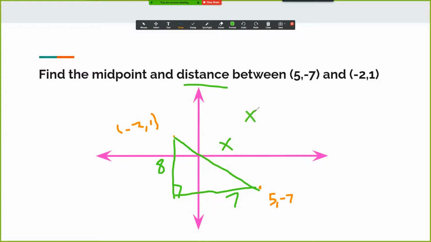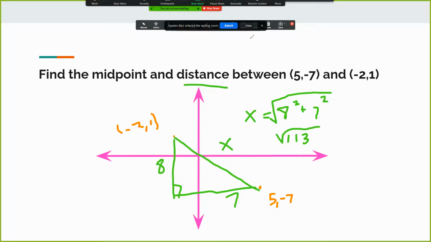So x squared would equal 8 squared plus 7 squared. If that's x squared, take the square root of both sides, we get that x is equal to the square root of 64 plus 49. So 64 plus 49, that would be 113. And I don't think that simplifies. So that would be your answer if it said write it as an exact answer.